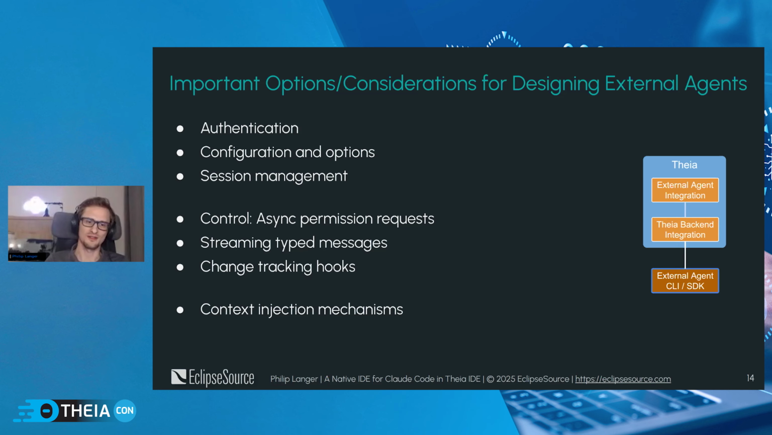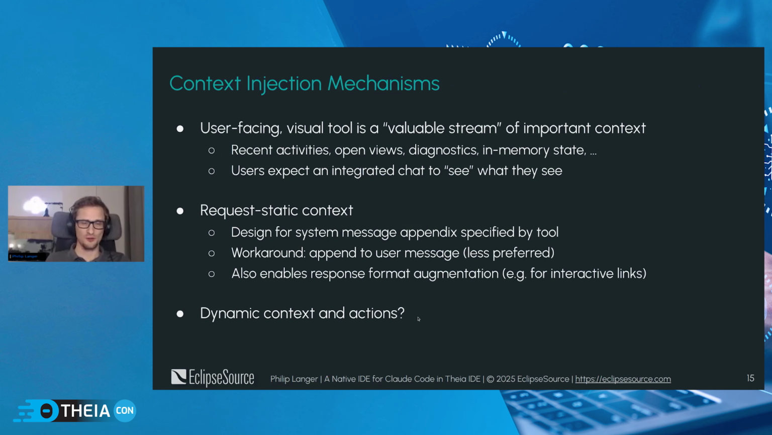Usually it's rather easy. You basically work with response IDs that can always be continued, but that's something to design up front. And of course, async permission requests, stream type messages to basically then later on allow it to show custom UIs. Change tracking hooks is also something that needs to be considered upfront. And the most important part is, of course, the context injection mechanisms. So context injection is super important because the tool that you show to your user is really a valuable stream of important context, like activities, recent activities, open views, diagnostics. You basically want to transfer all of that into the agent. So you need to upfront design how it can be transferred.